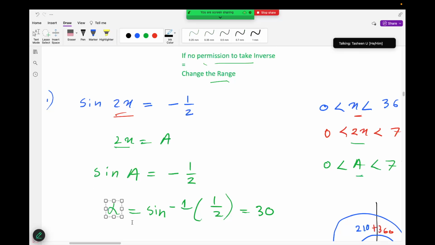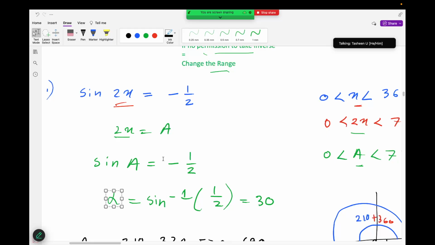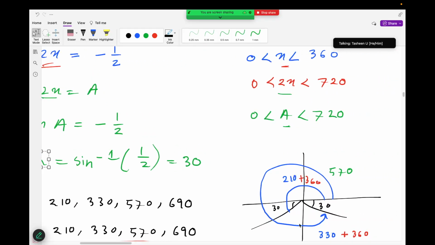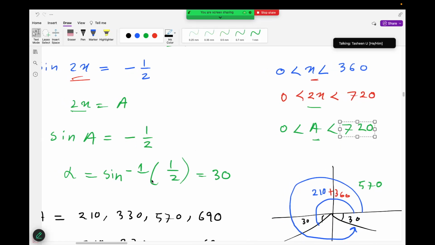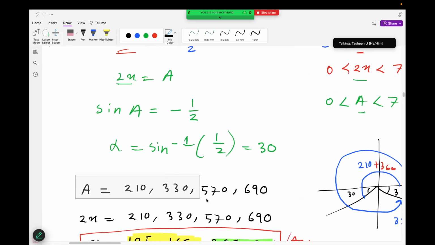Now you take alpha, the basic angle, sine inverse of half, which is 30. Sine is negative in these two quadrants. First find the first two angles, which are 210 and 330, and then what do we do? You just keep on adding 360 up till 720. Now your range for a is 0 to 720. Now you have the values for a.